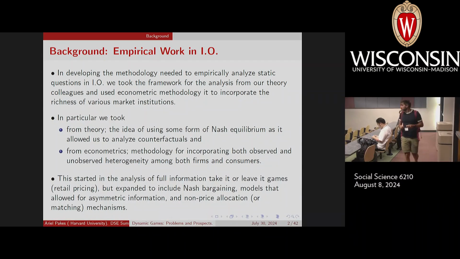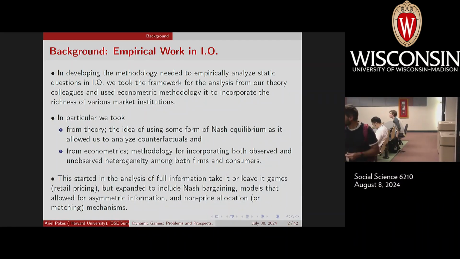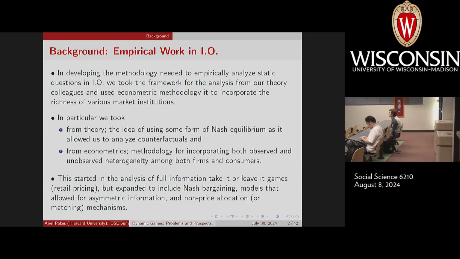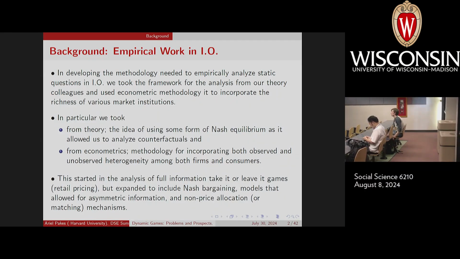So if you go back to the 1990s when we started doing all this, we were developing models to empirically analyze questions in I/O. And the way we did this is we took the frameworks from theory and we tried to incorporate the richness of markets like demand systems, contractual relationships in the market, et cetera, okay?